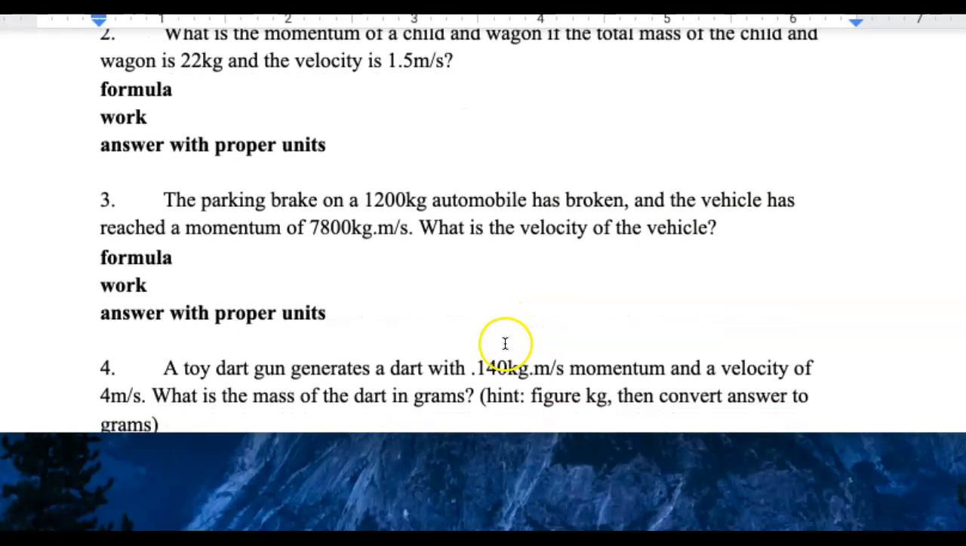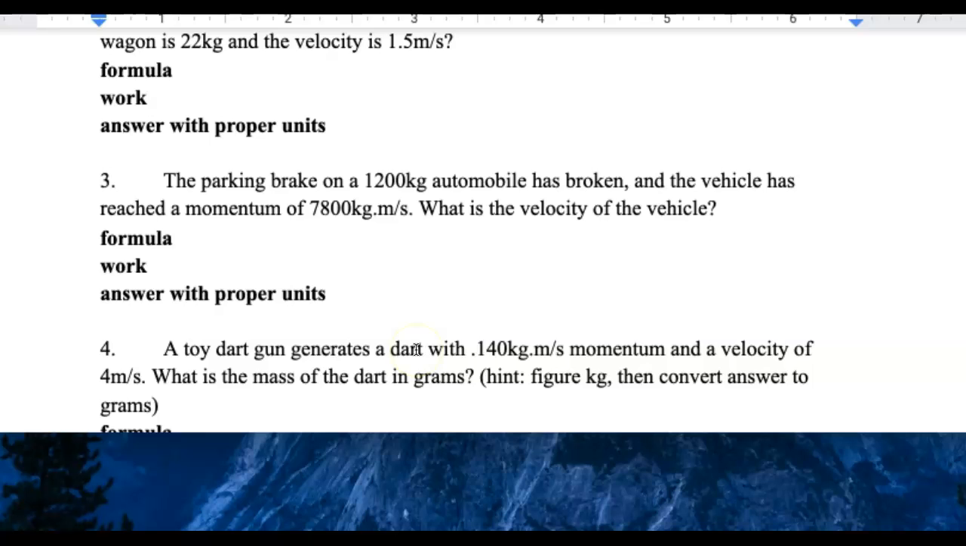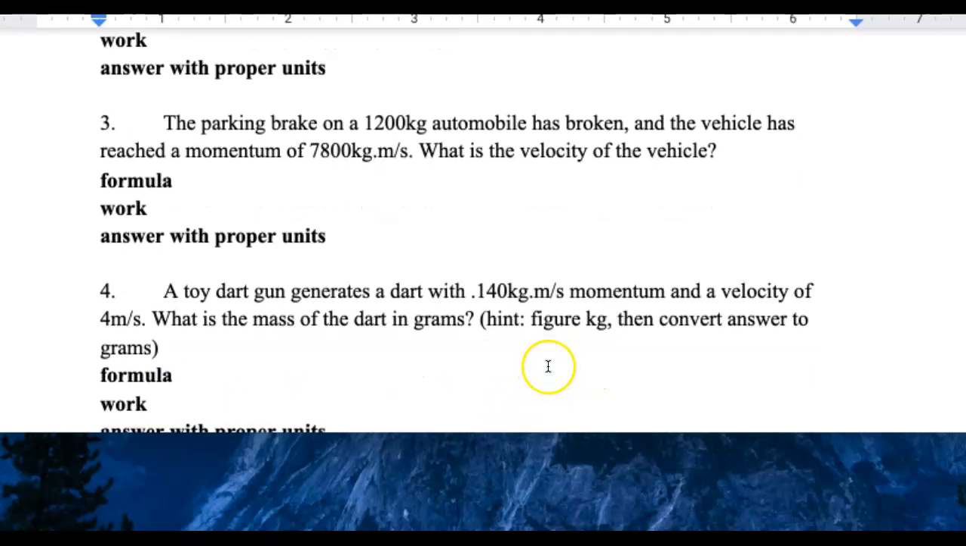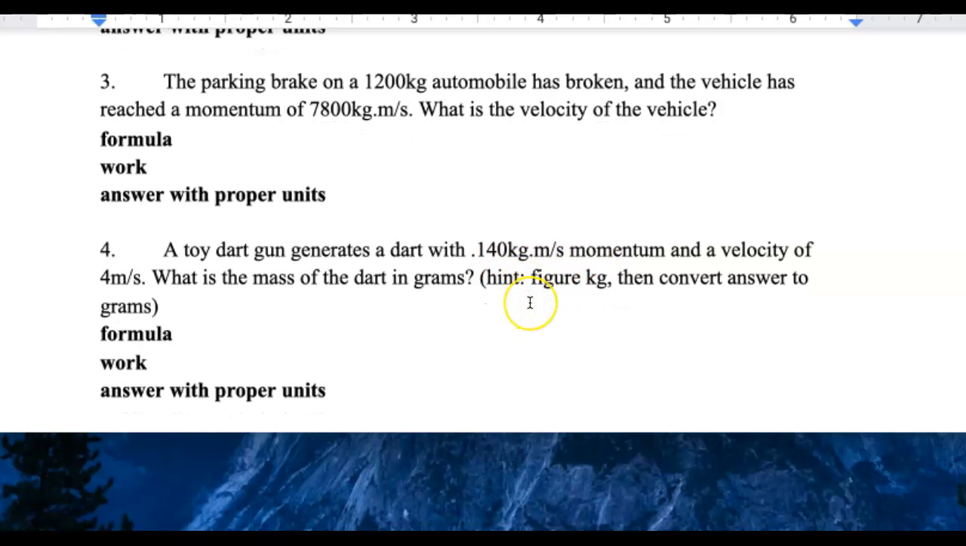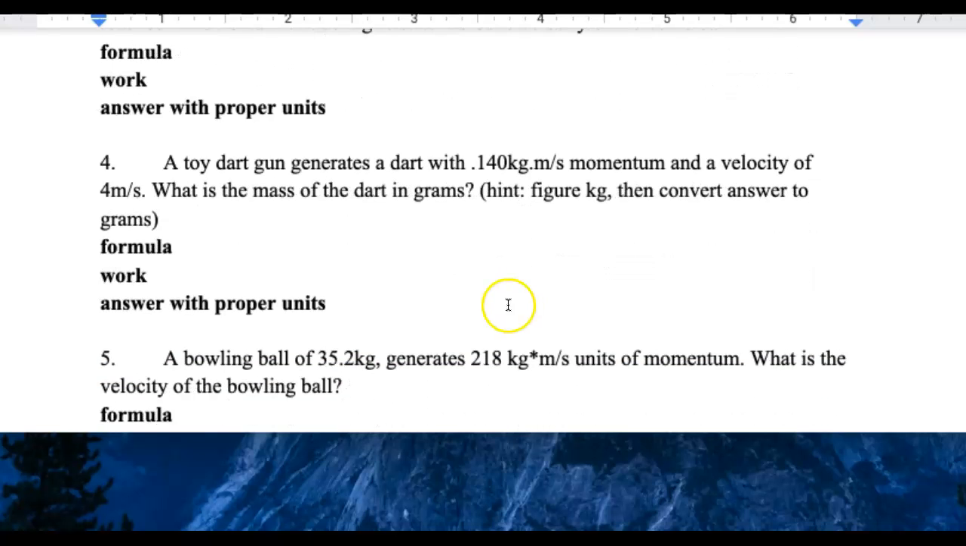Okay. Then, oh, I already converted that one for you. That was really nice of me. But you have, yeah. Oh, why did I put that hint in then? I already converted it to 0.1140 kilograms, times meters per second momentum. So make sure you do that.